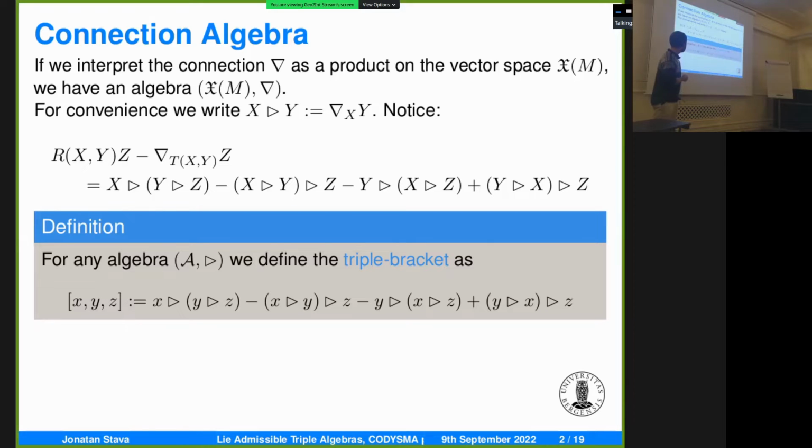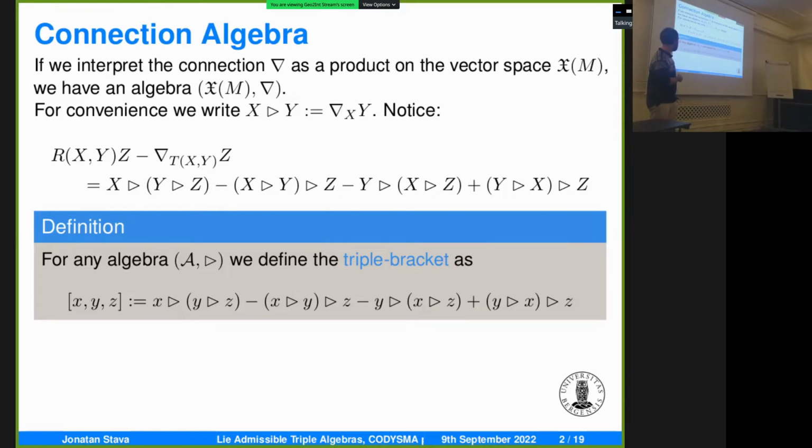And I want to just look quickly at this here. If you take the curvature of x, y, z minus the connection of the torsion of x and y acting on z, you can write it out, and it's almost immediately going to give you this equation. And this is going to be a very important thing. So we're going to make an abstract algebraic definition of this, which we call the triple bracket. And it's just going to write out exactly this relation.